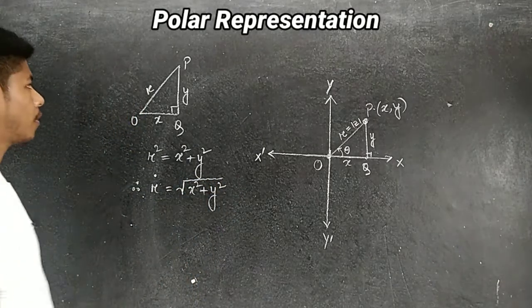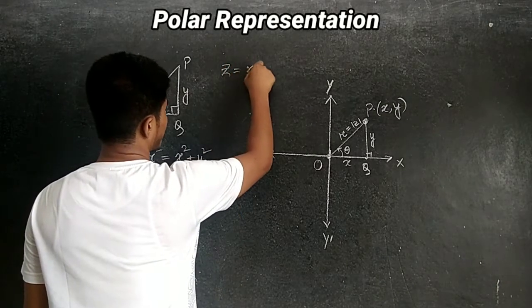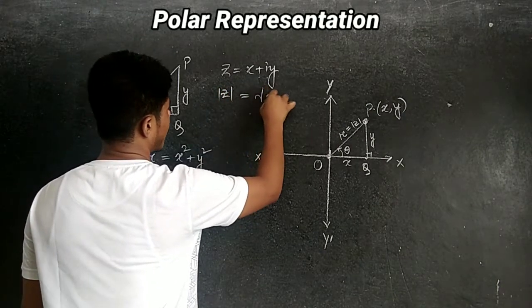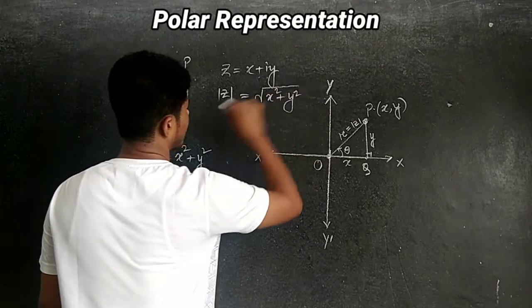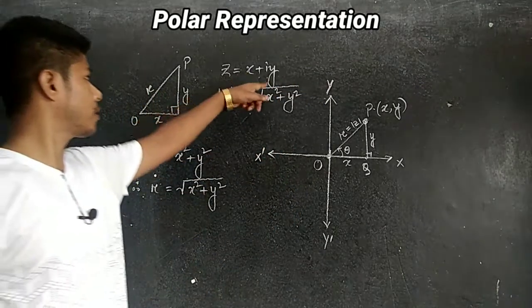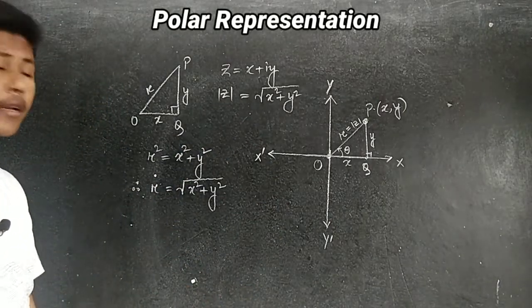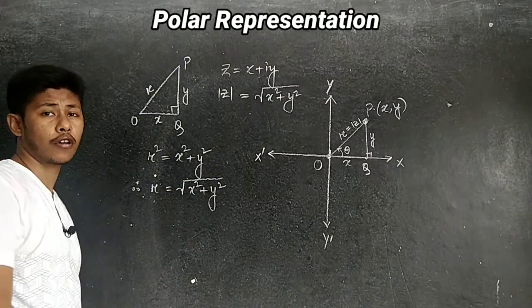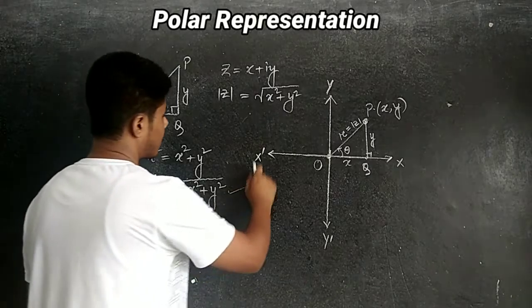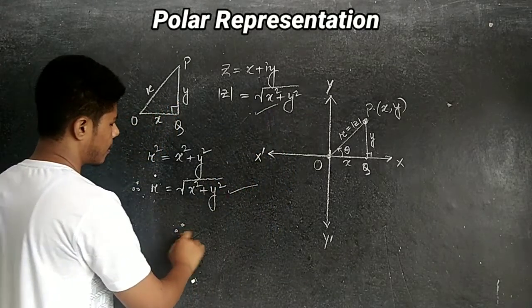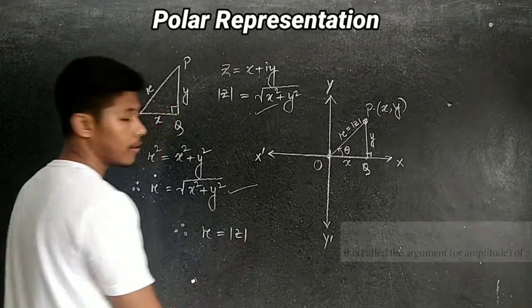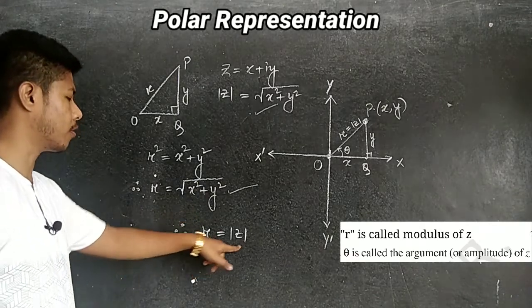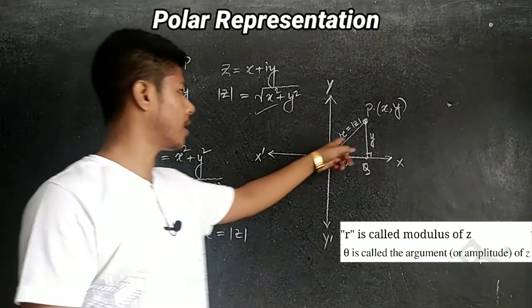One more thing we know here, if z equal to x plus iy, a complex number, then modulus of z equals root over x square plus y square. So now when we apply the Pythagoras theorem, we also get r equal to root over x square plus y square. So from these two, what can we say here? r equals modulus of z. Here root over x square plus y square, here root over x square plus y square. So that's why r equals modulus of z.